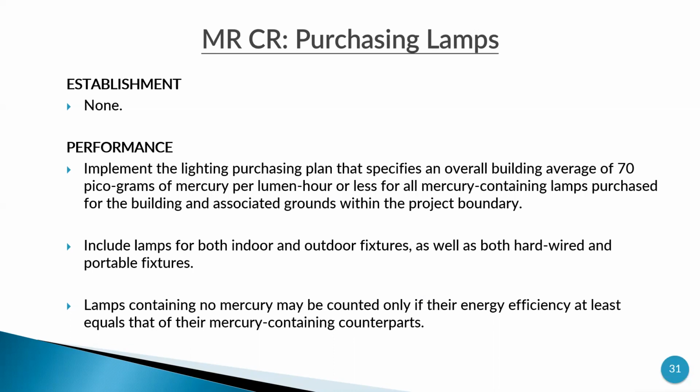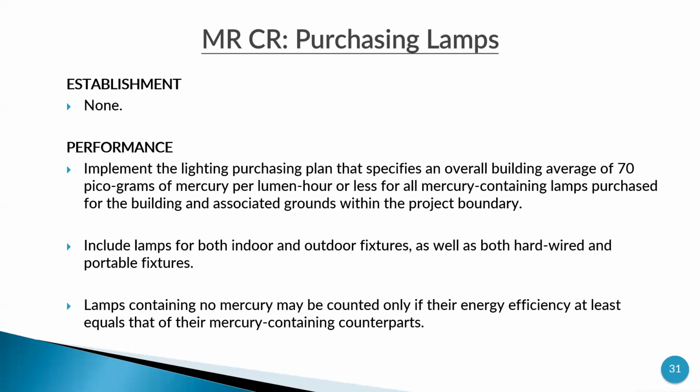What is it? Here the calculation of lumen comes into existence. You need to follow the limitations or less for all mercury containing lamps that are purchased for the building and associated grounds within the project boundary. Means at each and every corner within the project boundary, whatever lamps you are using, you need to take the content of the mercury level within that.